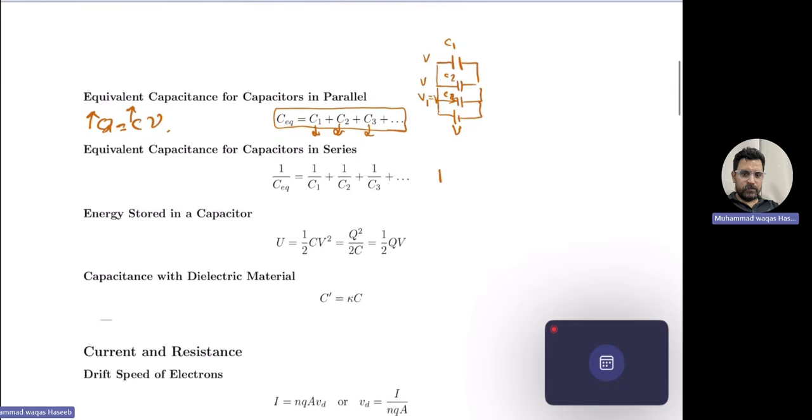For a series connection, the charge would be the same and the potential varies. So the equivalent capacitance can be calculated by 1 over C1 plus 1 over C2 plus 1 over C3.